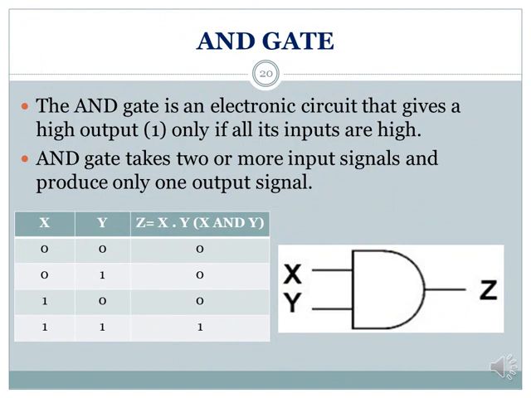Next is the AND gate. The AND gate is also an electronic circuit. It will produce the result as high when both the inputs are high. If any one of the inputs is 0, that is low voltage, you will get the result as 0.